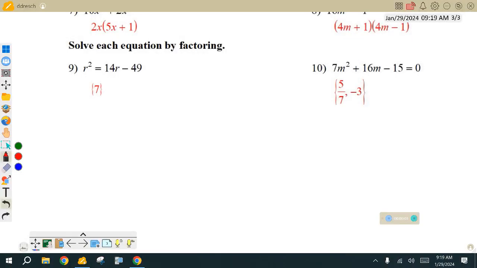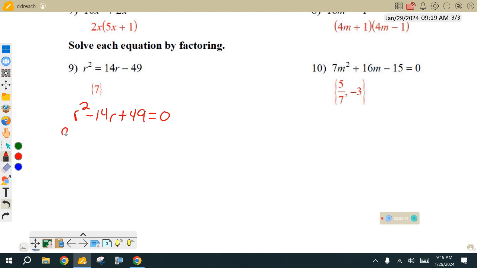The quadratic coefficient is always positive. It is. So I would move the 14R and the 49 to the left, so plus 49. Always look for a GCF, but there is no GCF up here. And then lastly, factor like we've been doing.